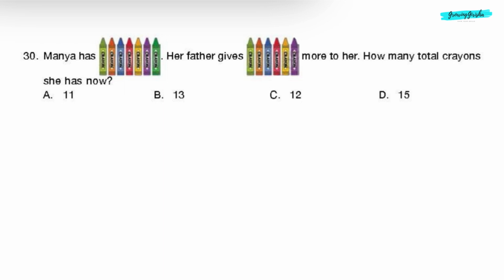Question 30. Manya has 7 crayons. Her father gives 6 more to her. How many total crayons she has now? Manya had 7 crayons. Her father gave her 6 more. So we will add 7 plus 6 is 13. She has now 13 crayons. So option B will be the correct answer.